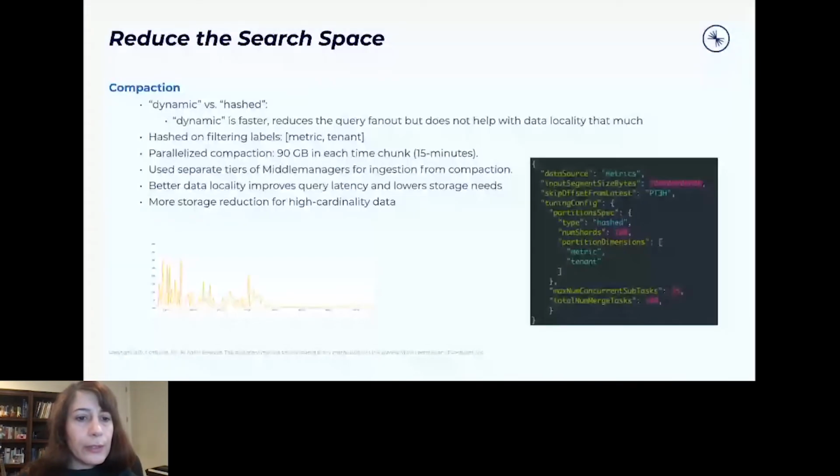So in our case, we tried compaction. We tried dynamic and hashed. Dynamic is faster. It reduces the query fan out because it makes bigger segments, but it doesn't help that much with data locality. So we used hashing, and since our queries filter by metric and tenant, we use these in the hashing. Since each compaction task works on one time chunk at a time, and our time chunk length is 15 minutes, the amount of data that we have in this time chunk is kind of big for compaction. It is 90 gigabytes of data. So we had to run some of these compaction tasks in parallel, so that we could manage the data volume.